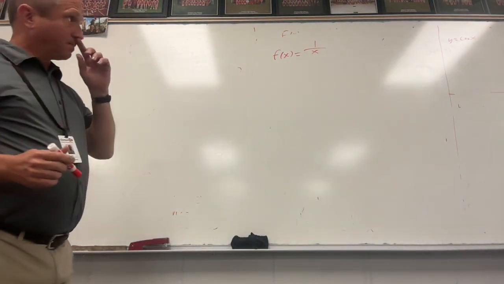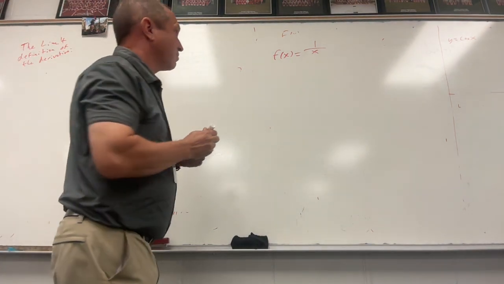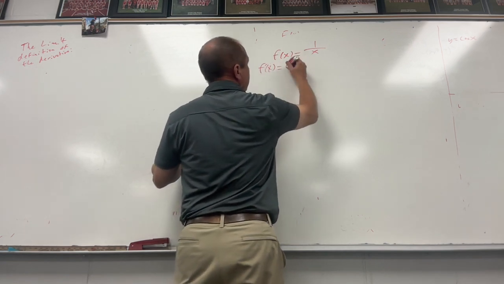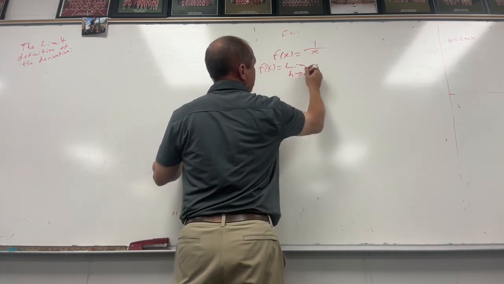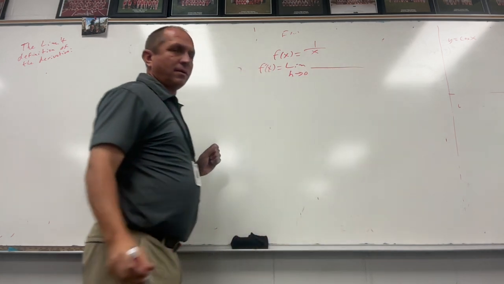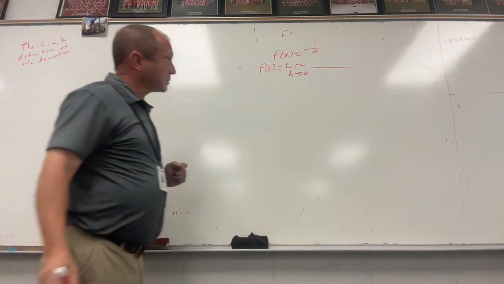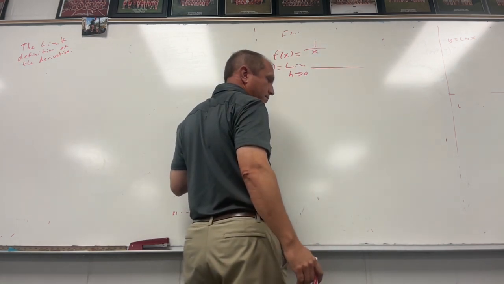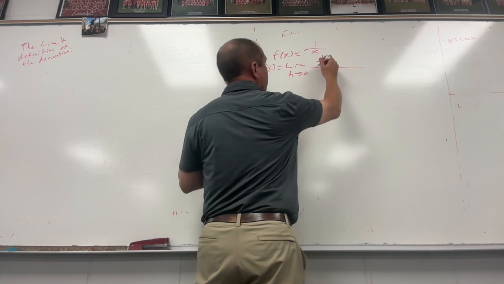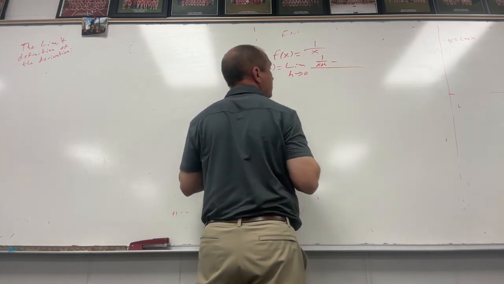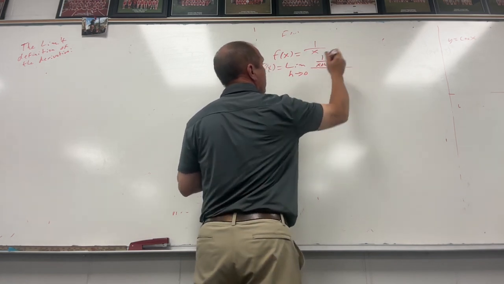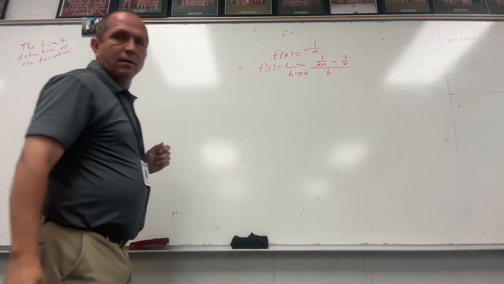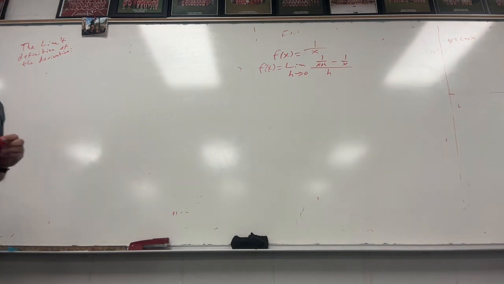We're going to start off with the limit definition. So f prime of x equals the limit as h approaches 0 of f of x plus h minus f of x, over h. So what would f of x plus h be in this case? It's 1 over x plus h, minus 1 over x, all over h. So that's going to start the problem off.